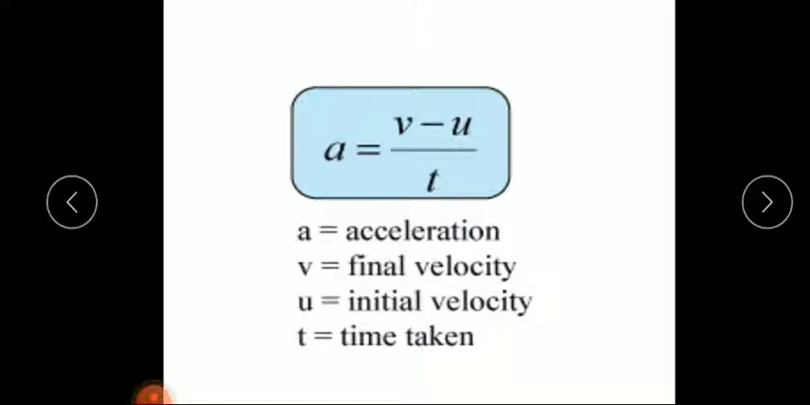a = (v - u)/t, and the unit of this acceleration is meter per second square. This acceleration is a vector quantity because it has both magnitude and direction. So if there is any change in the direction or any change in the magnitude of velocity, then we can say that the body is accelerating. So acceleration is a vector quantity.